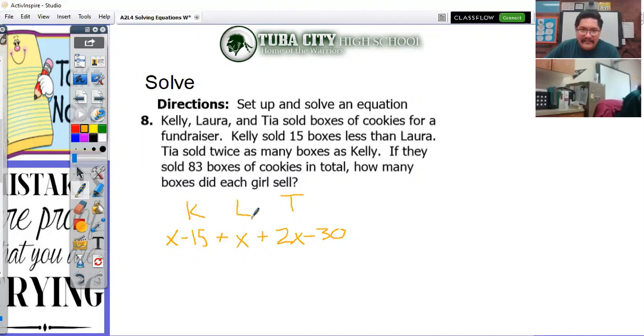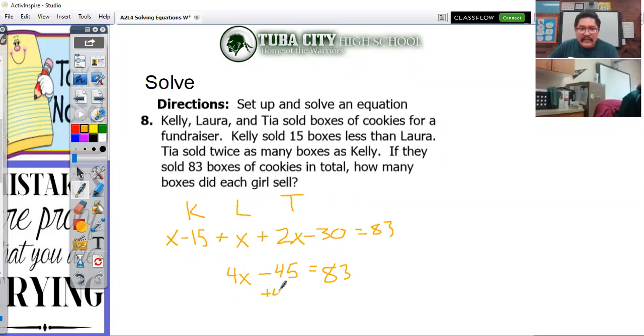But it's set up now. So let's go ahead and use our algebra skills. 1, 2, 4, so 4x, if I put all the x's together. Minus 30 and minus 15 gives negative 45. And it says here they sold 83 boxes, which I should have pointed out right here. So if we add all three of these people up together, we have 83 boxes.